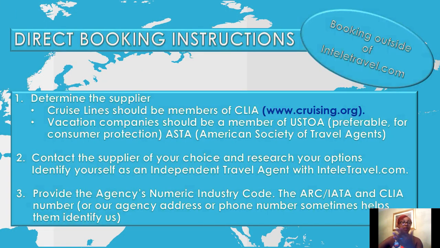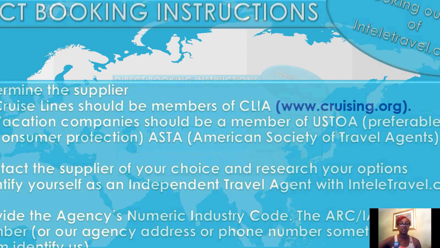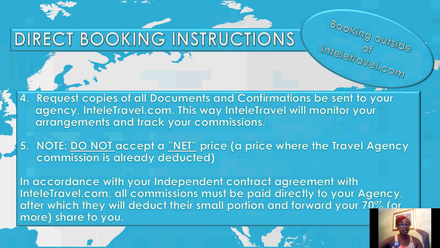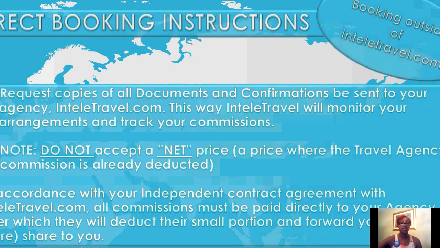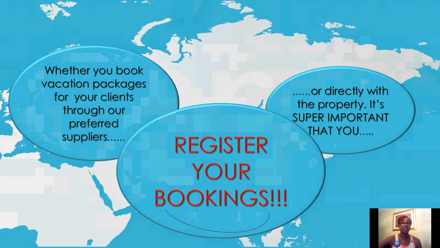Direct booking instructions. We can book with any supplier that we wish. There's just a formality that you must definitely go through. Determine the supplier. The cruise line should be CLIA members or USTOA or ASTA. That way it secures your commissions and it secures your client's package as well. You want to contact them, follow the same procedures you do with booking buses and cruises. You want to contact them, identify yourself, ask if it's commissionable, get your invoices sent to your host agency and yourself, and that's pretty much the procedure.